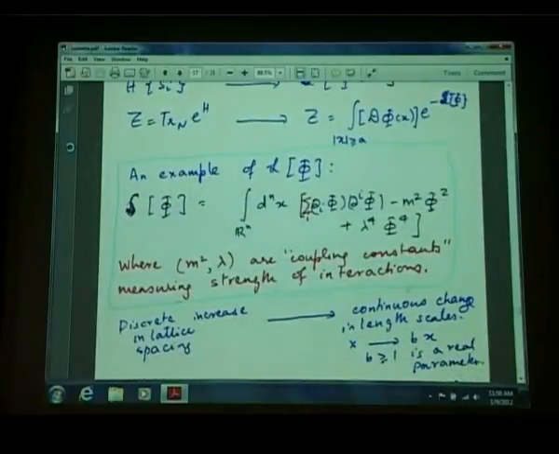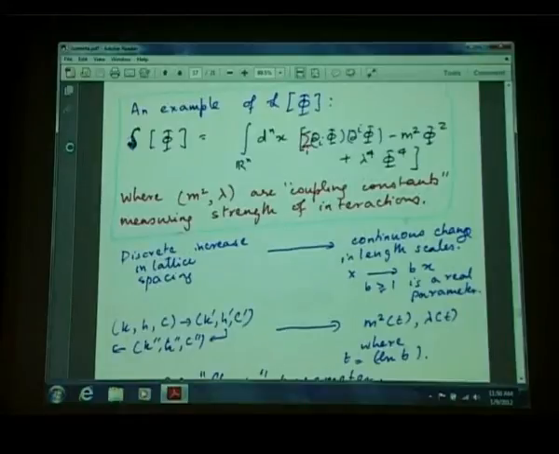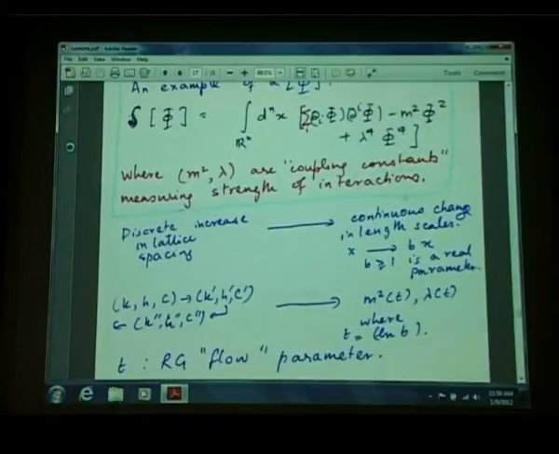Now I have an example of one of these S of phi's, which looks like this. My spin variables have been replaced by these functions phi, okay, and these terms give you interactions between those functions, and these constants m squared and lambda to the power of 4 that you see here are like coupling constants which measure the strength of the interaction, exactly like in the spin system.